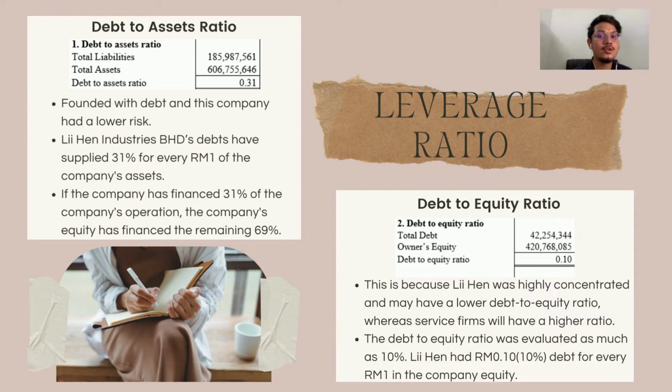Last but not least, debt to equity ratio. For Lihin, in 2020 it indicates a lower amount of debt financing, making Lihin potentially less risky. This is because Lihin is highly concentrated and may have a lower debt ratio. However, during this period, the debt to equity ratio was as much as 10%. Lihin had RM0.10 of debt for every 1 ringgit of the company's equity.